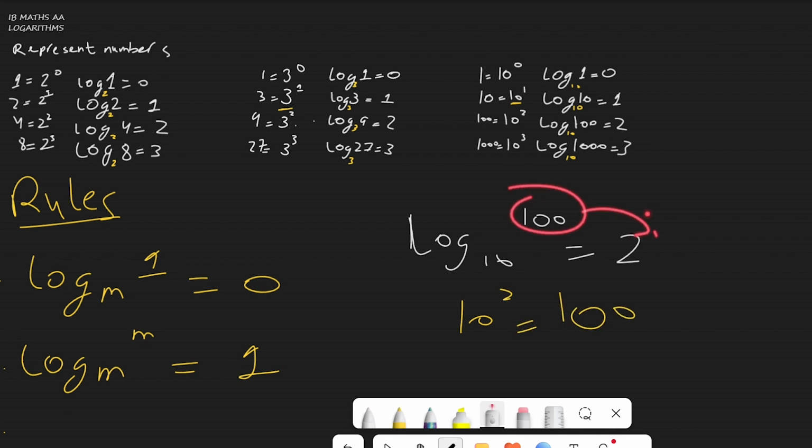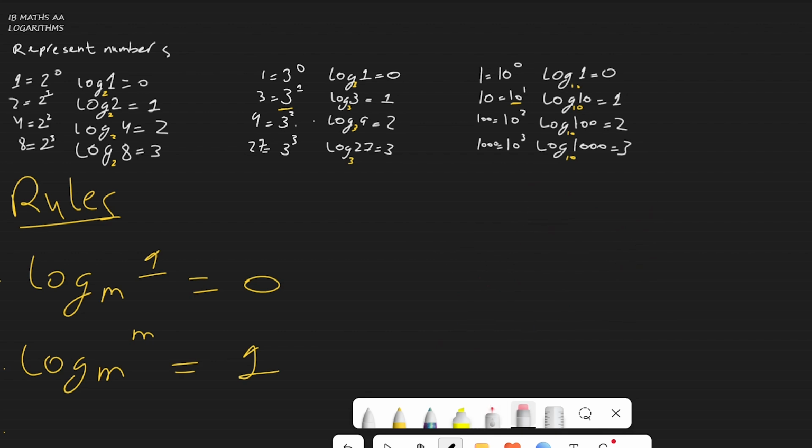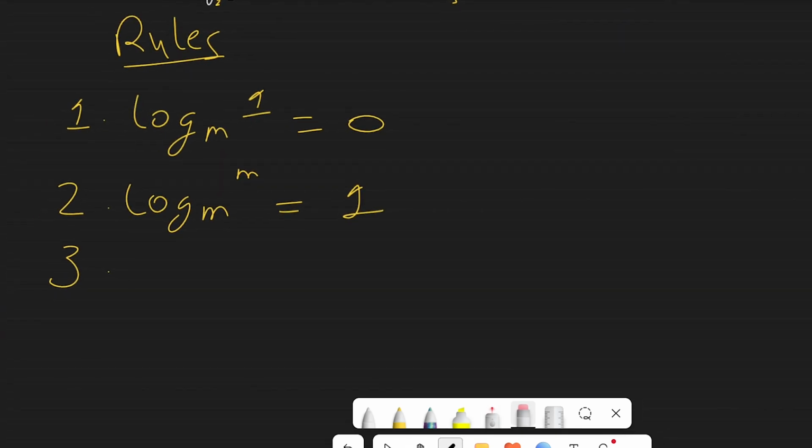Okay, so we can write it as a rule: if we have y is equal to a power x, and we have to represent this in logarithmic form, this is a reversible sign that it could go either way. If we represent it in logarithmic form, we write it as log of y to the base a is equal to x. Okay, so these are three basic rules of logarithm.